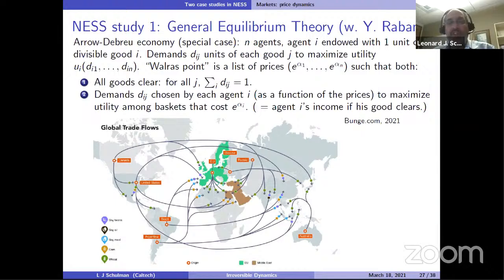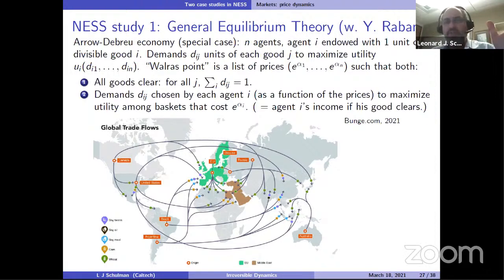We wanted to understand Arrow-Debreu economies. This was one of the things that motivated my interest in these irreversible systems. So you write down an Arrow-Debreu economy. For lack of time, a brief version of it is on the slides here. An Arrow-Debreu economy has, as I said, a bunch of agents. They come to the market. They want to buy and sell.